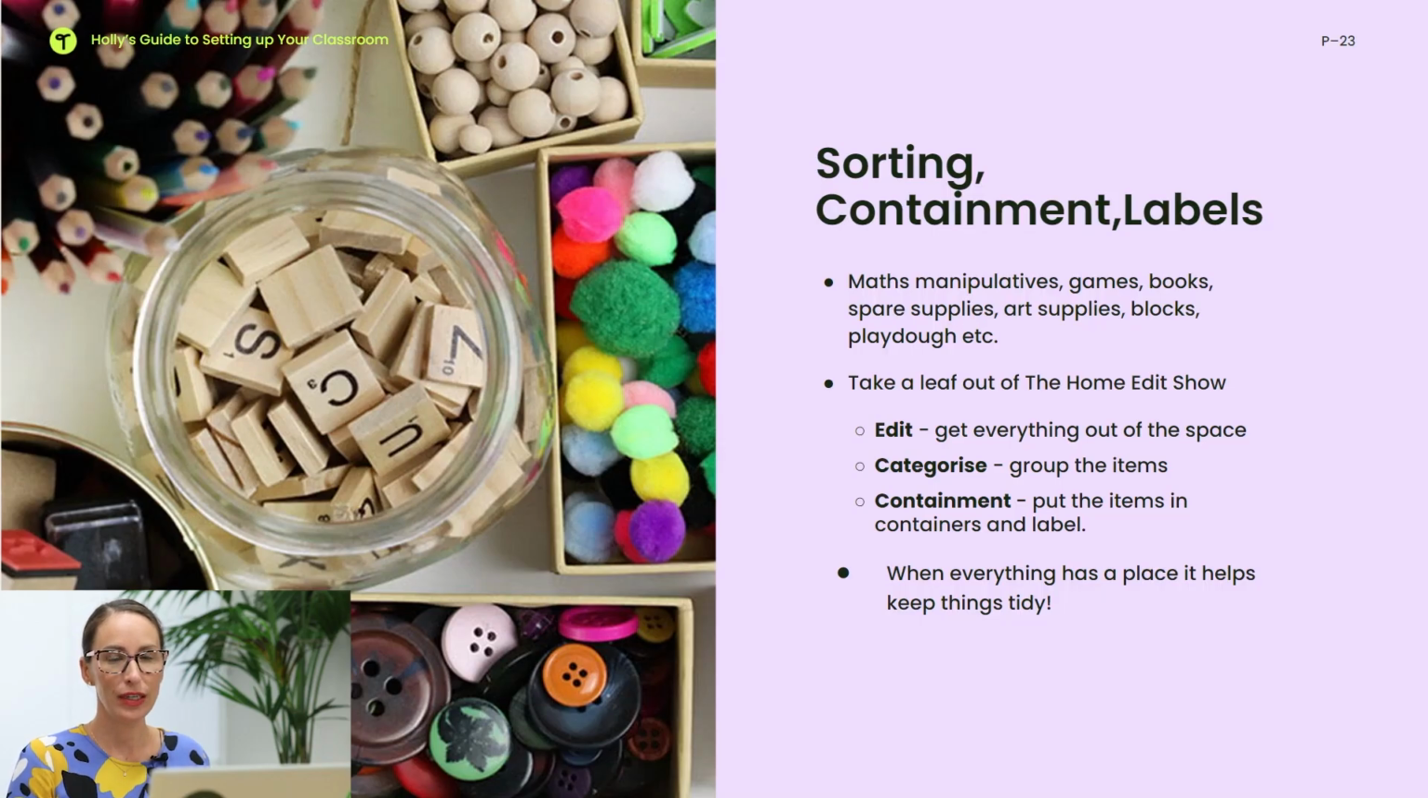So after you've done the plan, you've got your desks all set up, you've thought about the lighting, you've also thought about the bigger areas and you've got them all set up. Now it's all about sorting those maths manipulatives, the games, the books, the spare supplies, the art supplies, the blocks, the Play-Doh. In an early years classroom, you have a lot more. But in the upper years classroom as well, you still have lots of these things that need a place. If you don't have that system in place, you're going to end up with a super messy classroom.